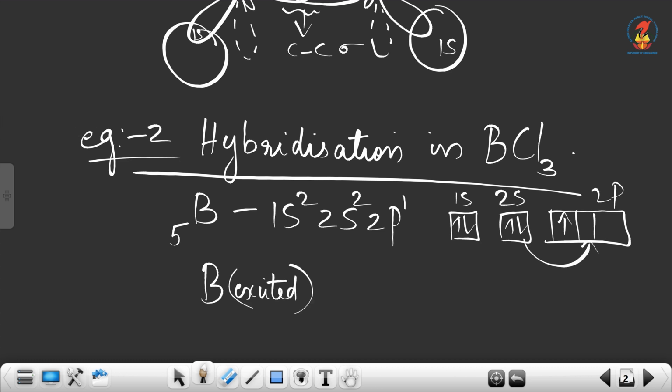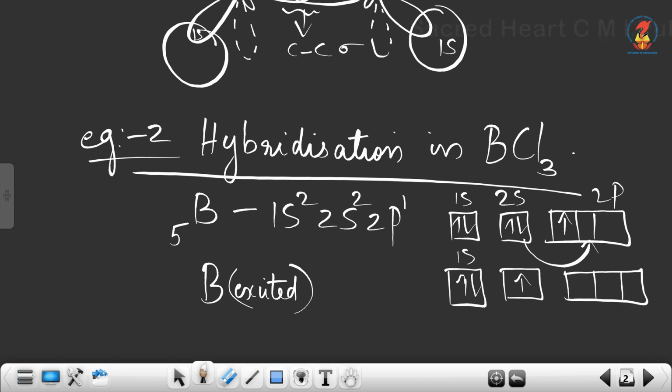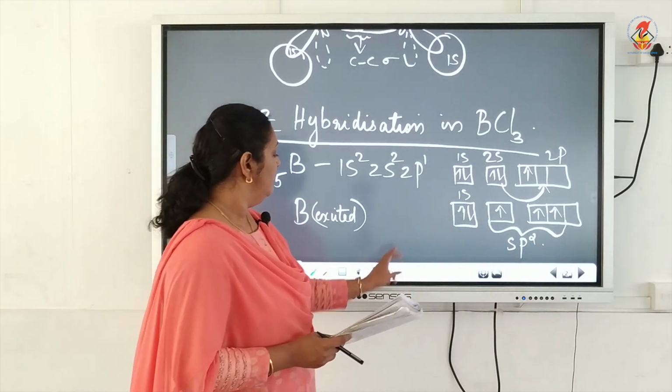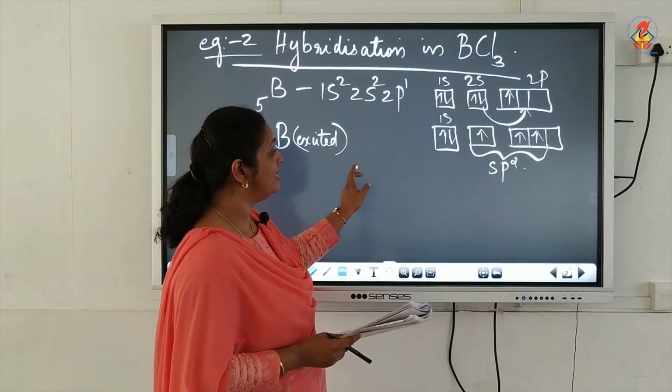How can you draw the orbital diagram? 1s, the 2s electrons get unpaired and one is shifted to the 2p orbital. Now we have three half-filled orbitals, that is one 2s orbital and two 2p orbitals, which will hybridize to form three new sp2 hybrid orbitals of equivalent energy and shape. Now what will happen? How is BCl3 formed?